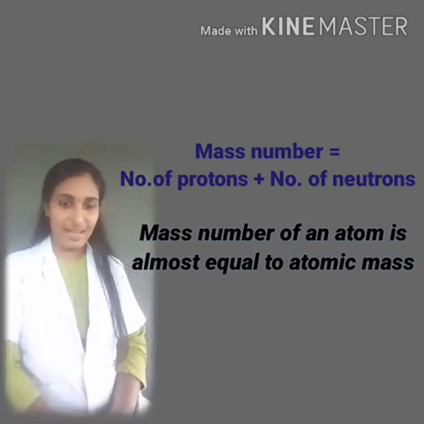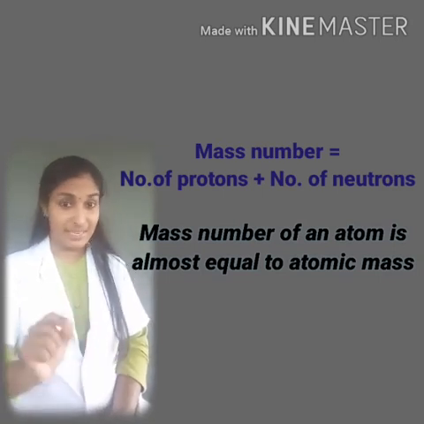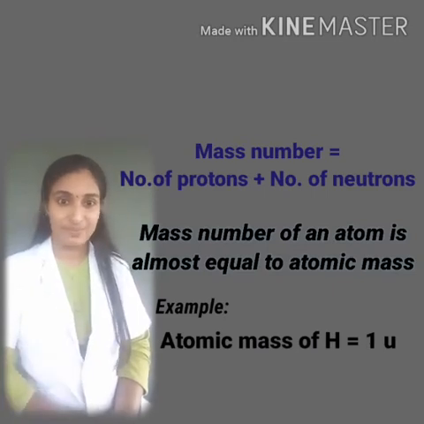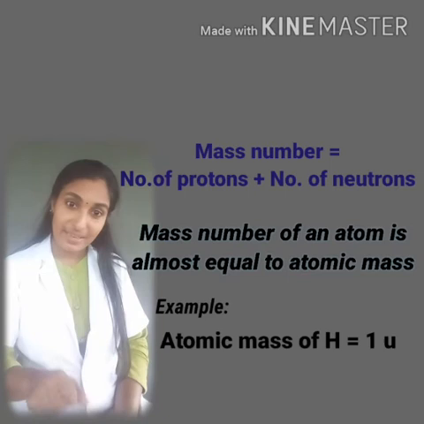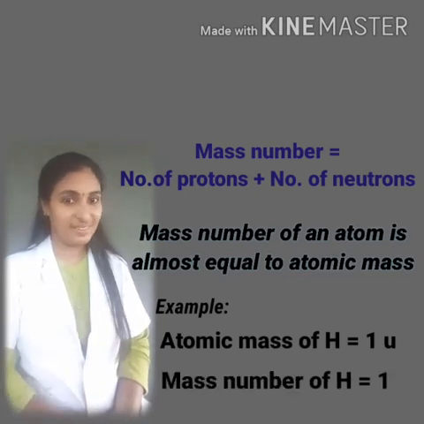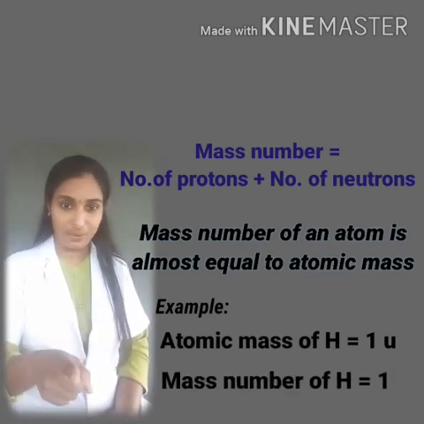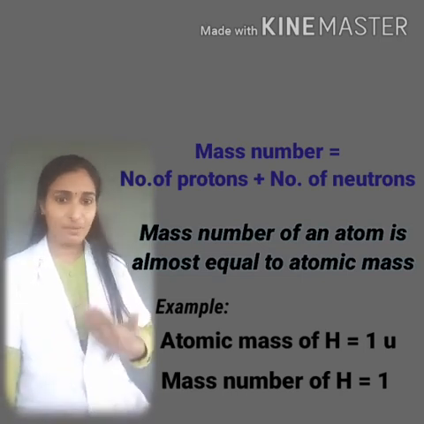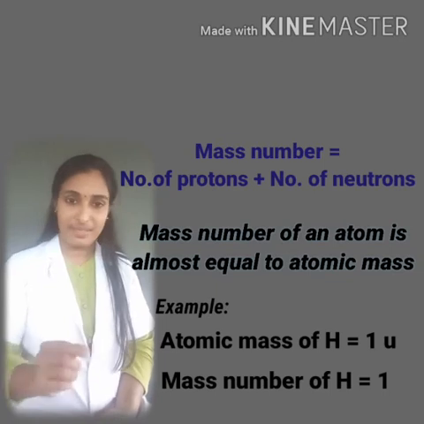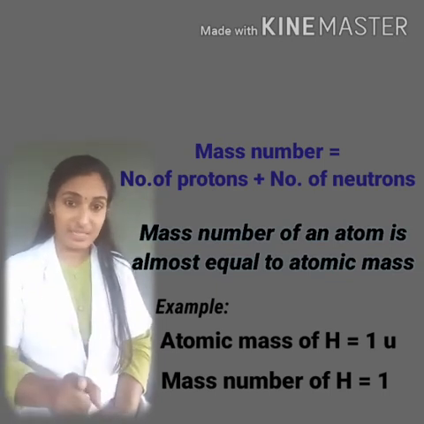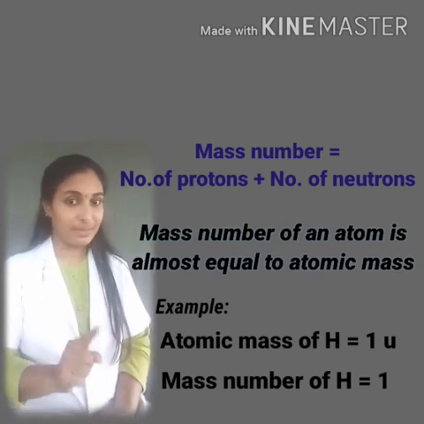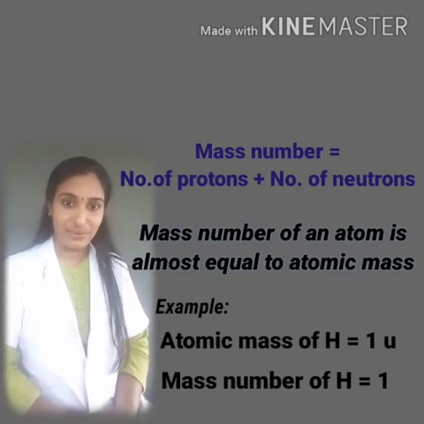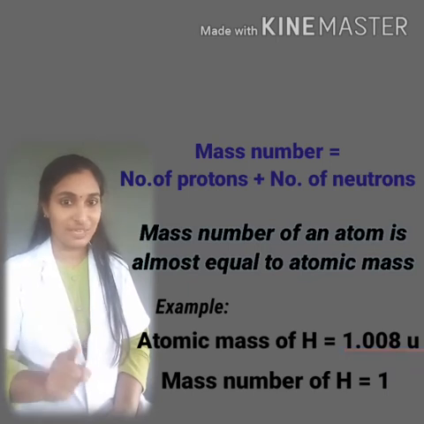For example, a hydrogen atom has an atomic mass of 1 U or 1 AMU, and hydrogen's mass number is also 1, because hydrogen has 1 proton and no neutron, so its mass number is 1. But the atomic mass of hydrogen is not exactly 1. When we look at the accurate atomic mass of hydrogen, it is equal to 1.008 U.